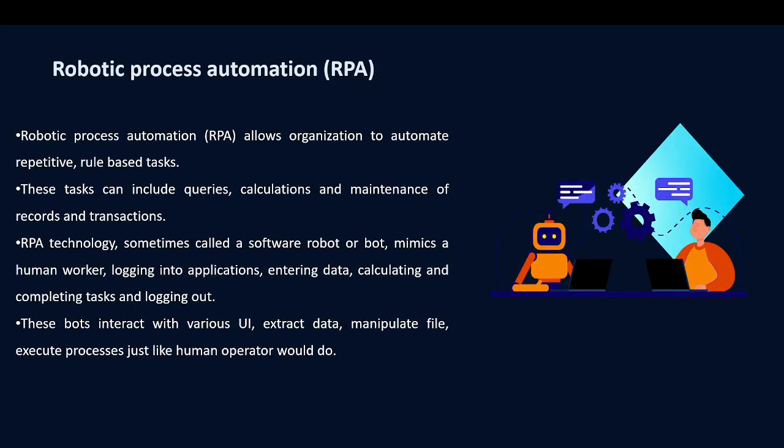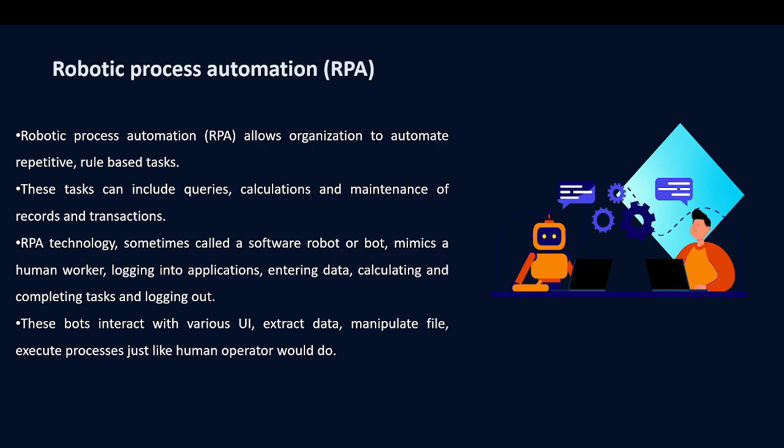So let's discuss in detail robotic process automation, RPA. RPA is a software technology used to develop software bots that mimic how people interact with the computer and software. It is a technology that allows organizations to automate repetitive rule-based tasks using software robots. So often it is referred to as bots.